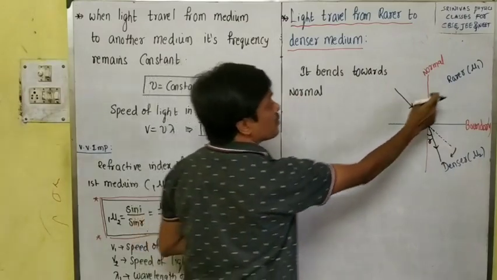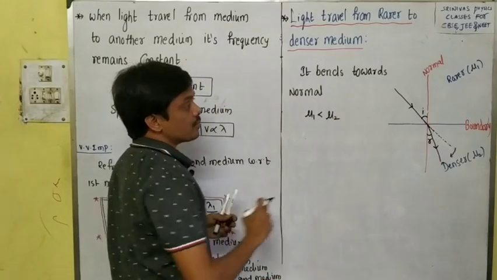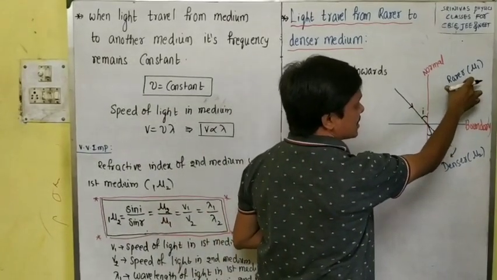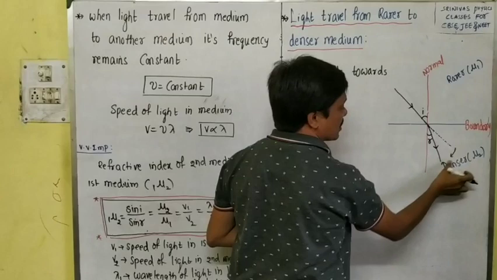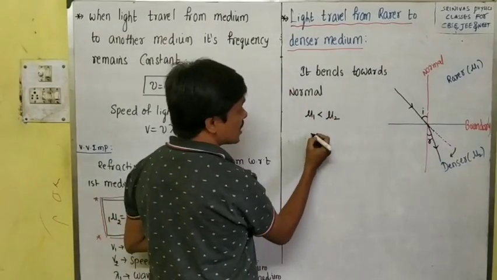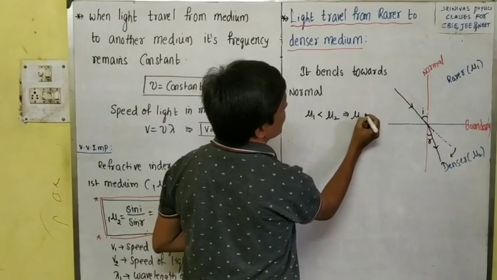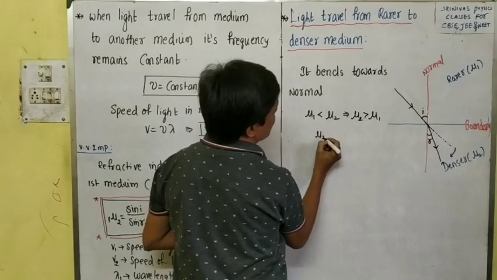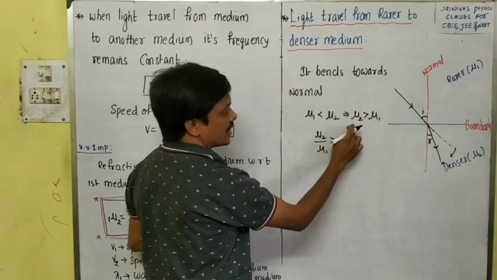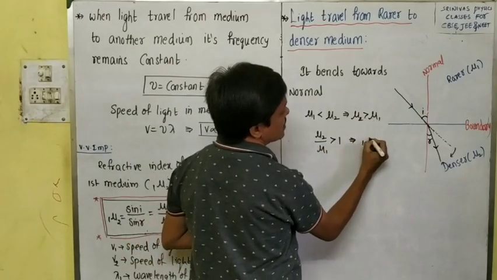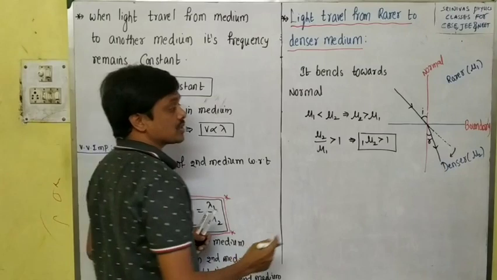In this case, rarer medium means it has less refractive index, mu1 less than mu2. The medium which has less refractive index acts as the rarer medium, and the medium which has more refractive index is said to be the denser medium. That means the mu2 value is more, that's why it is denser. From this we can also write mu2 greater than mu1, and this we can write as mu2 by mu1 greater than 1. This is the case where 1 mu2 is greater than 1.